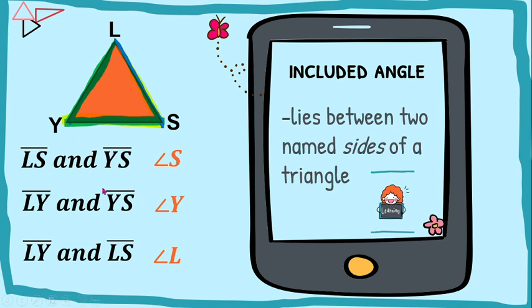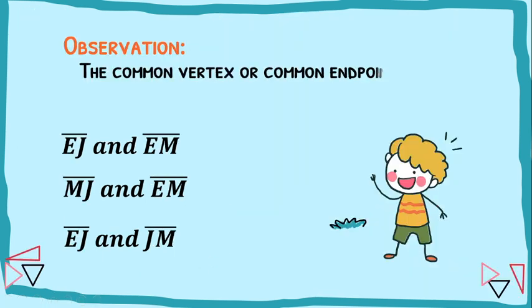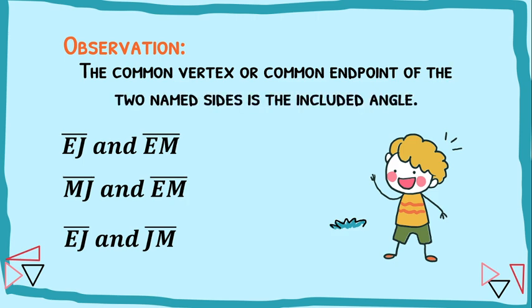So, take a look at the given sides again and the included angle. Do you have any observation? Okay. Observation: the common vertex or common endpoint of the two named sides is the included angle. So, kung ano yung magkamukhang vertex or magkamukhang endpoint ng dalawang given na sides ng triangle, yun yung ating nagiging included angle. So, even though we don't have the figure of the triangle, we can identify the included angle given the two named sides and looking for their common vertex or common endpoint.